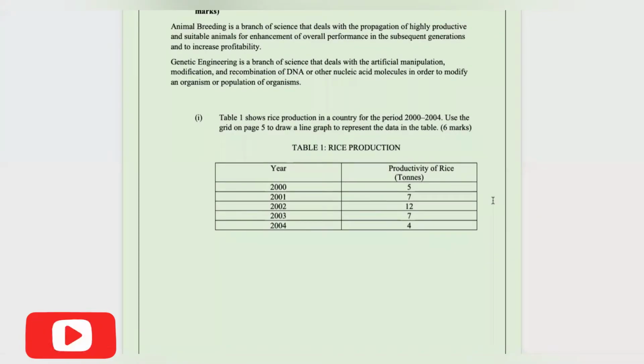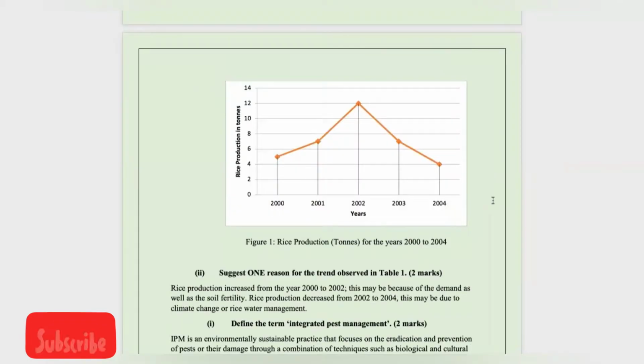Moving on, Table 1 shows rice production in a country for the period 2000 to 2004. Use the grid on page 5 to draw a line graph to represent the data in the table. All right, guys, here is my line graph. What I've done is I've used the data from the table to create a graph in Excel. So what you can do is to draw your graph on a graph paper and compare it to my graph here. Let me remind you that there is a 1 mark allocation for the title. Ensure you place an appropriate title below the figure as well as you label the axes.